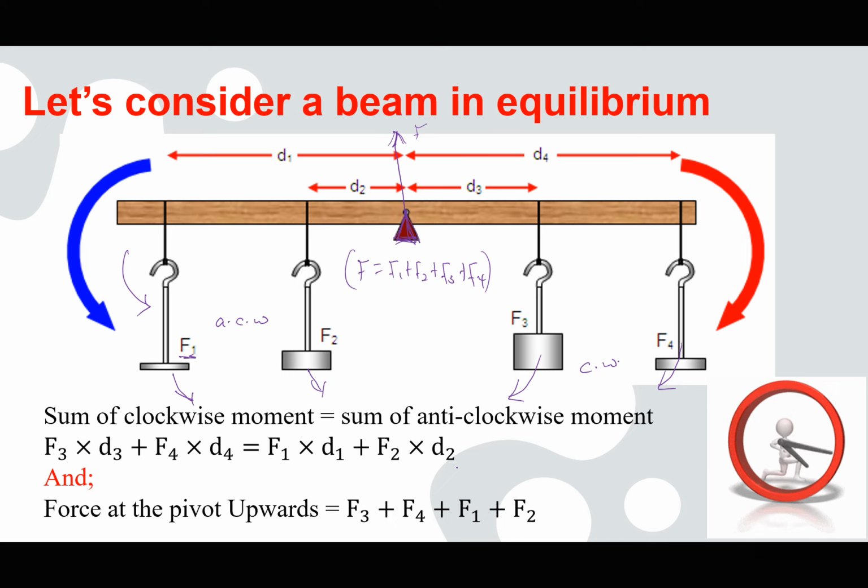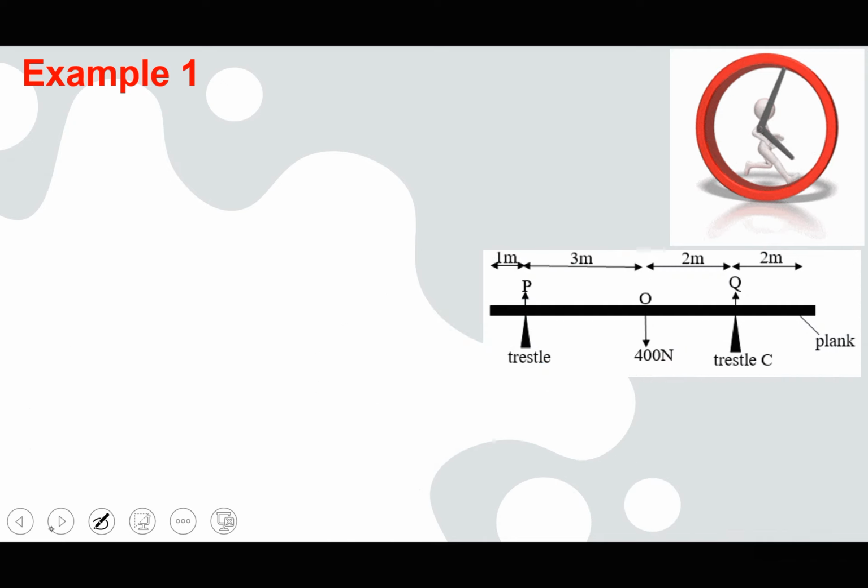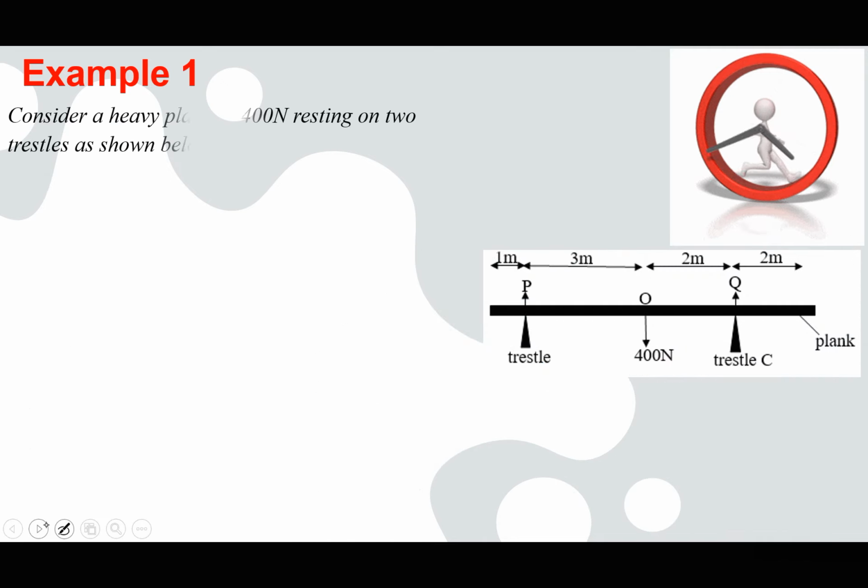Okay, let's see an example. Let's consider I have a plank of 400 newtons resting on two trestles as shown in this diagram. So it is resting on this trestle at P and trestle C at Q. So, of course, there are going to be contact forces at P and at Q.